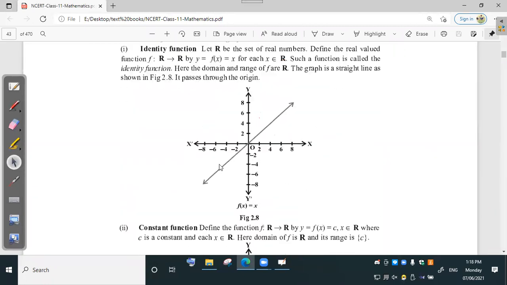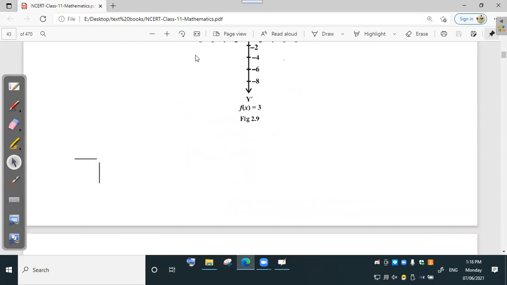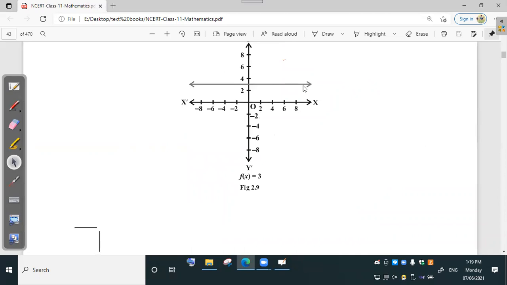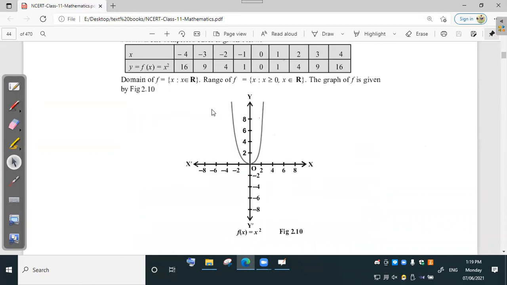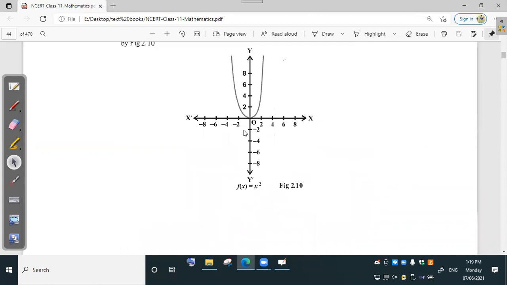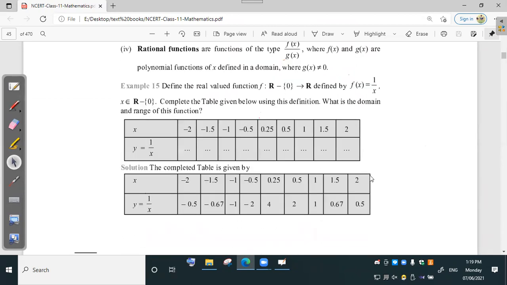Like here, it will be a straight line like this only. It is making 45 degrees with the x-axis, and here it is a straight line parallel to the x-axis. But here it depends on the degree of the polynomial. So if it is x square, for positive values of x, then it is like this, and you have seen. And if it is x cube, the graph will be like this for a cubic polynomial.